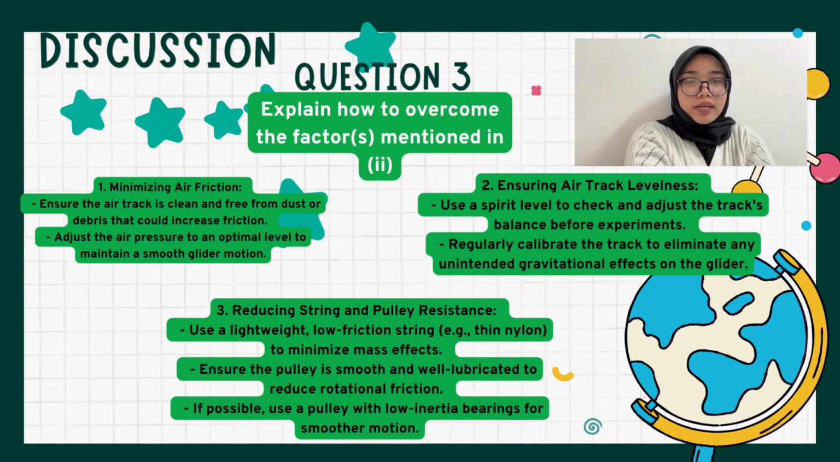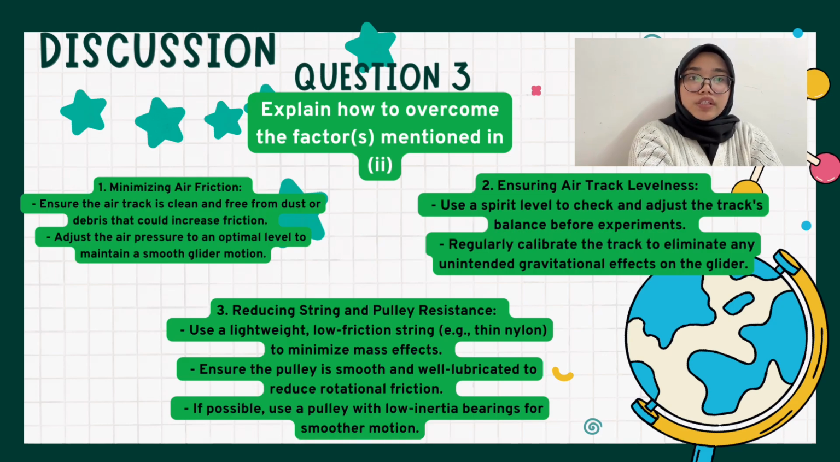Explain how to overcome the factors mentioned in 2. First, minimizing air friction. Ensure the air track is clean and free from dust or debris that could increase friction. Adjust the air pressure to an optimal level to maintain smooth glider motion. Second, ensuring air track levelness. Use a spirit level to check and adjust the track's balance before experiments. Regularly calibrate the track to eliminate any unintended gravitational effects on the glider.